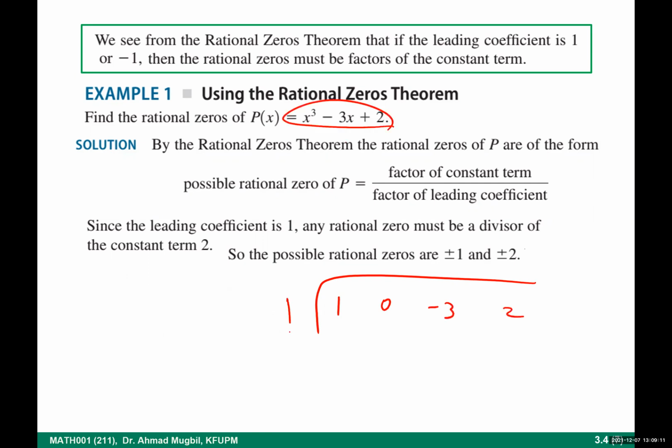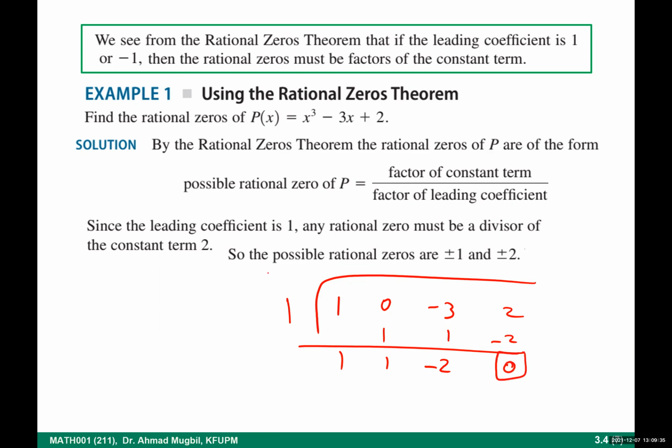Divide by what? By 1. What will you get? 1, 1, 1. We will check if 1 is a 0 or not. We like substitution, but this is better than substitution. Why is it better? Let's see. Now we will have here 1, here negative 2 multiplied by 1, it is negative 2. You will get 0.